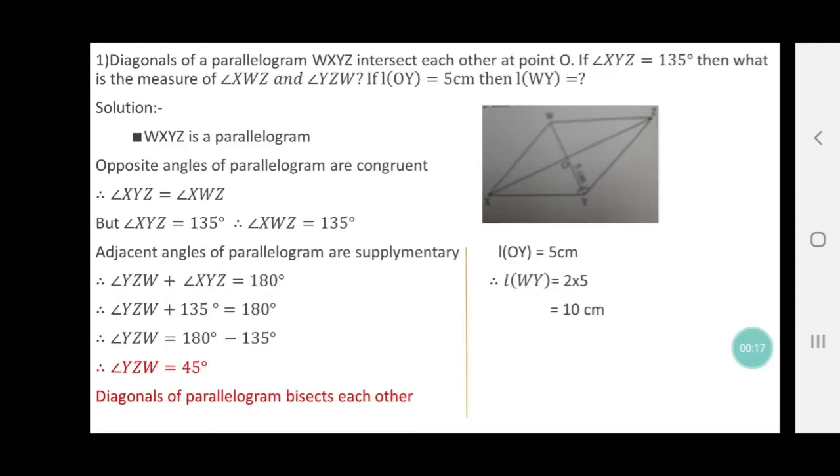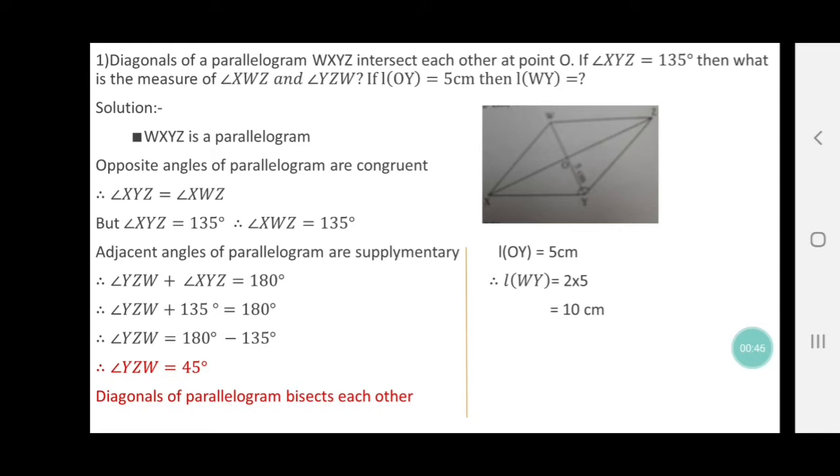So the very first problem of this practice set is: diagonals of a parallelogram WXYZ intersect each other at point O. If angle XYZ equals 135 degrees, then what is the measure of angle XWZ and YZW? If the length of OY is equal to 5 centimeters, then we have to find the length of WY.